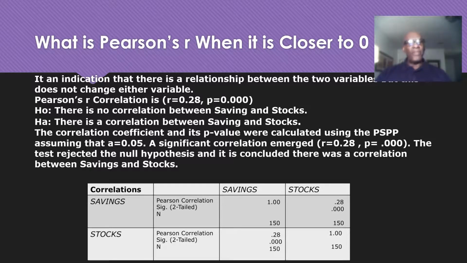The null hypothesis states there is no correlation between savings and stocks. The alternative hypothesis states there is a correlation between savings and stocks. A significant correlation did emerge, assuming an alpha value of 0.05. The test rejected the null hypothesis. It is concluded there was a correlation between savings and stocks.